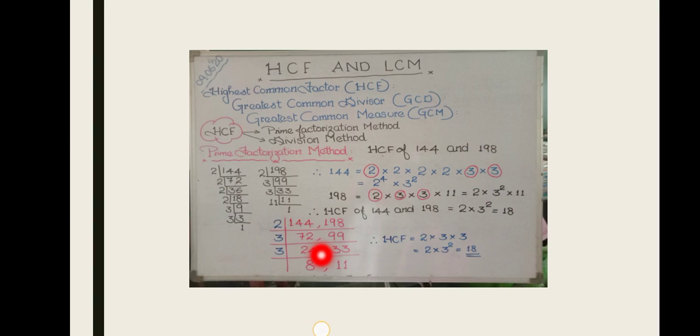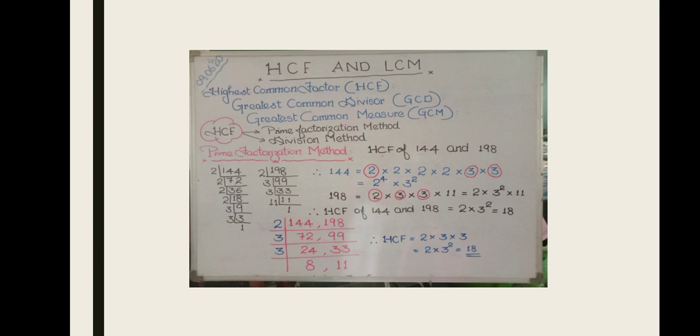So we took 3 and then we get 24 and 33. Both numbers are still divisible by 3. We get 8 and 11. When we get 8 and 11, we have no common divisor here. 2, we cannot divide 11. 3, both numbers are not divisible. 4, no. So if you check all the other prime numbers, no, we cannot do. So that's why we stop here. 8 and 11, we stop there.